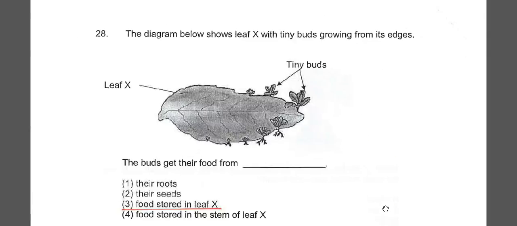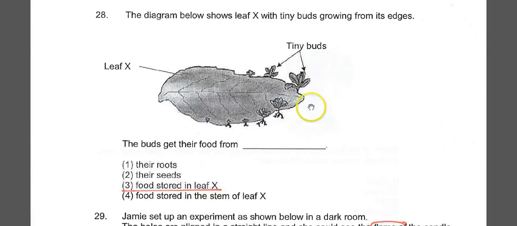Let's take a look. This shows a leaf that is able to reproduce from itself, okay, and the tiny buds sprout out new plants. Where do these new buds, growing the plant, get the food from? Of course, from the leaf itself. The food stored in the leaf, right?